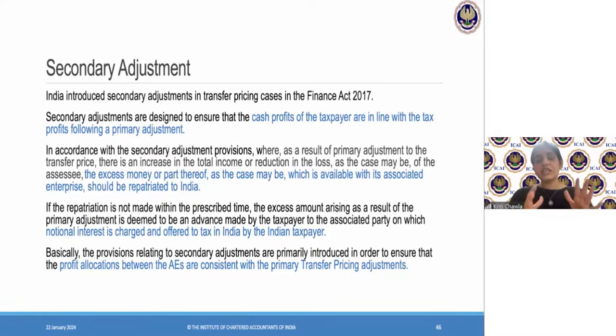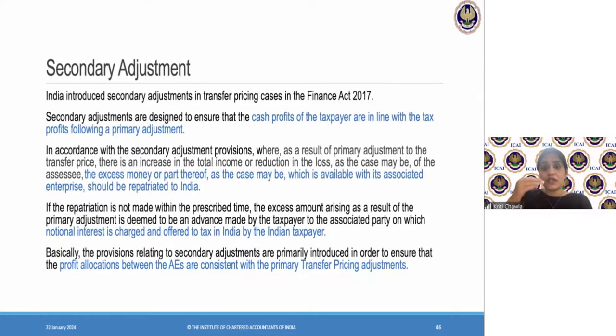So meaning to say, talking about this again, I think this much is clear, that there should be a repatriation. The Indian taxpayer should get 40 rupees. But the point is, what if the Indian taxpayer does not get this 40 rupees in 90 days? Well, then Indian tax authorities say that, listen, we'll just presume that the Indian taxpayer has given a loan of 40 rupees to the associated enterprise, because rightfully this 40 rupees belongs to the Indian taxpayer. If they are not repatriated within 90 days, then we'll presume that they have given a loan, more like a deemed loan, to the associated enterprise.